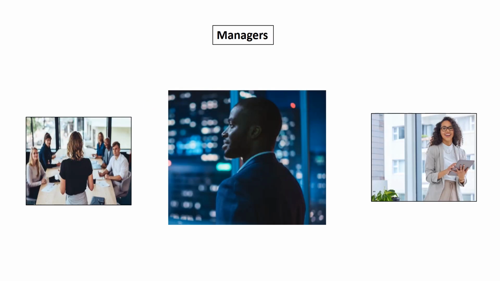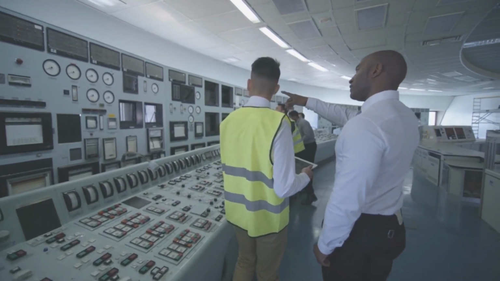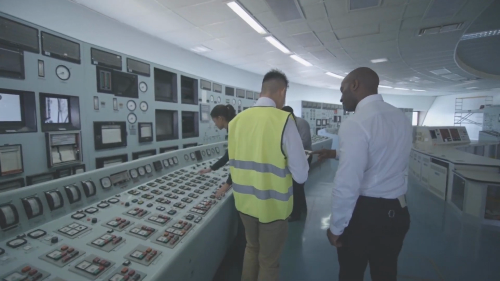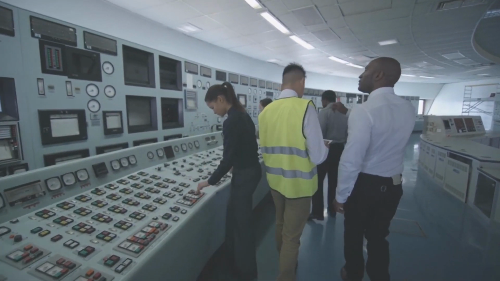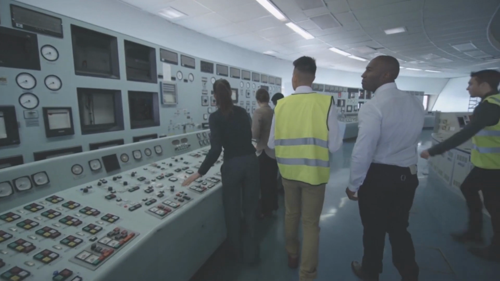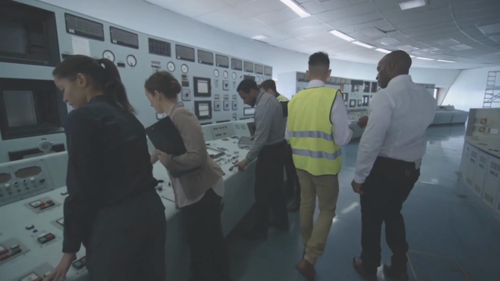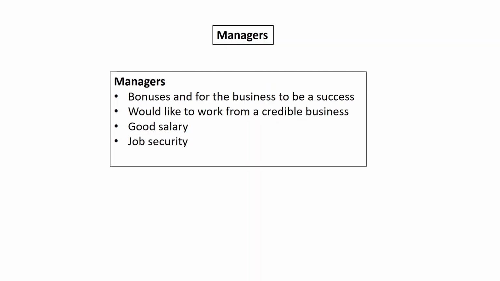Managers. Managers have to show leadership, make decisions, solve problems, and motivate workers. They are responsible for their actions and the actions of their subordinates, and are accountable to senior management. Managers want bonuses and success. They might also want to work for a credible company, a company with a good reputation. They will want a good salary and some form of job security.